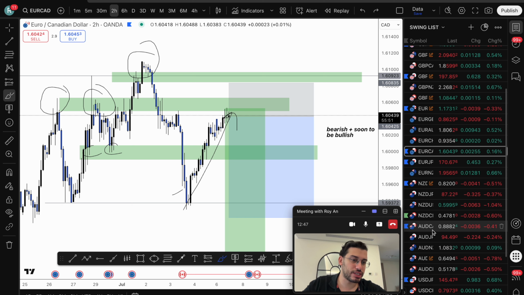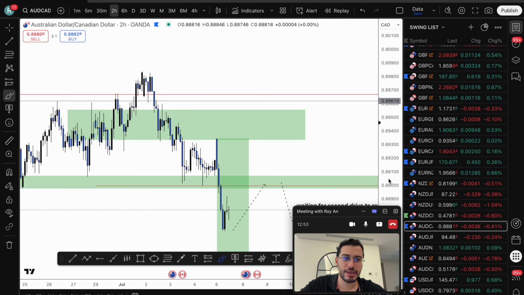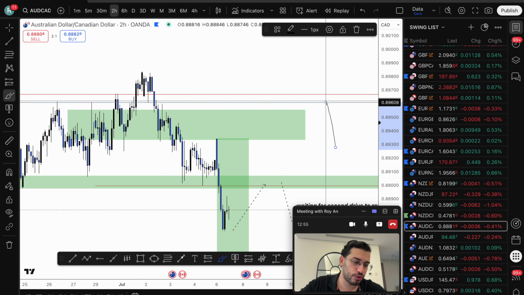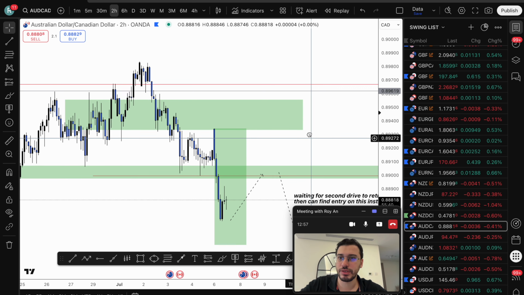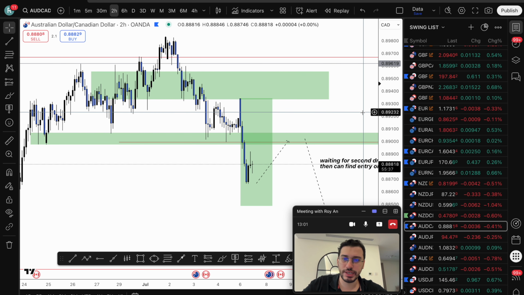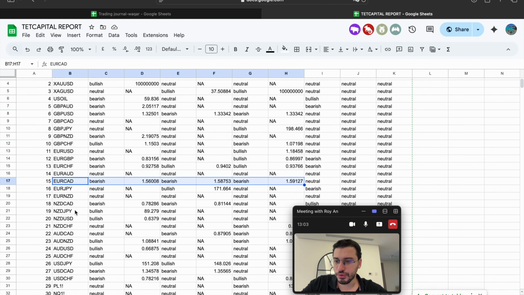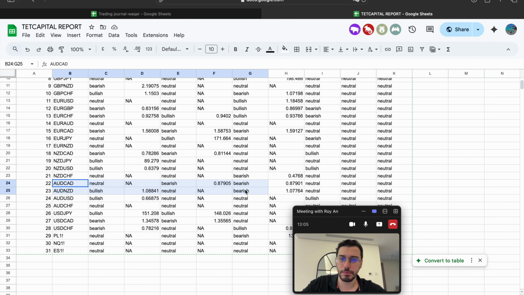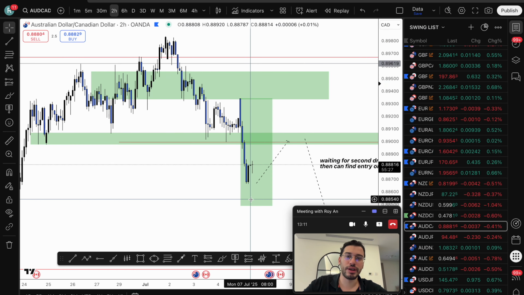Now we look at USD JPY and AUD CAD, which are the trades that I also found today. Right here, we have AUD CAD heavily correlated with Euro CAD. Obviously, they're both Canadian. They both have the Canadian dollar in them. And therefore, I'm also looking for bearishness right here. We can look at the TET Capital report for AUD CAD right there. We are bearish on the swing horizon and we are bearish on the day trading horizon. So obviously, I am looking for sells on AUD CAD.